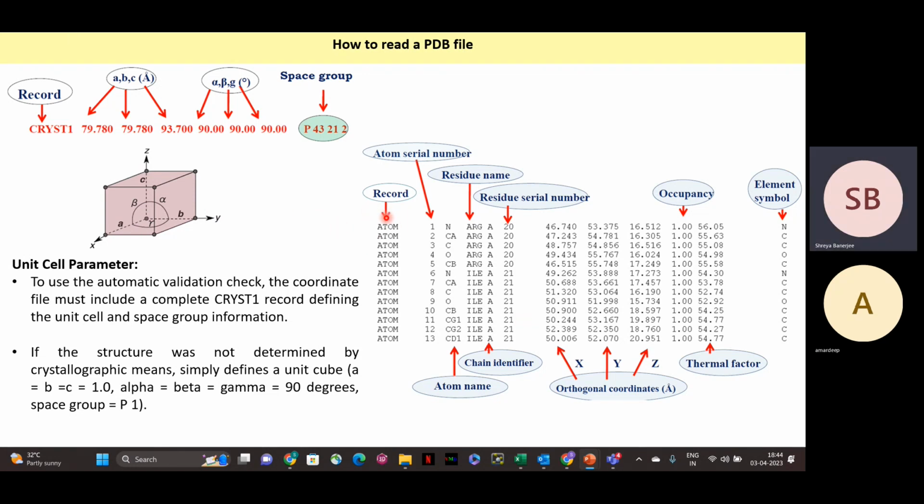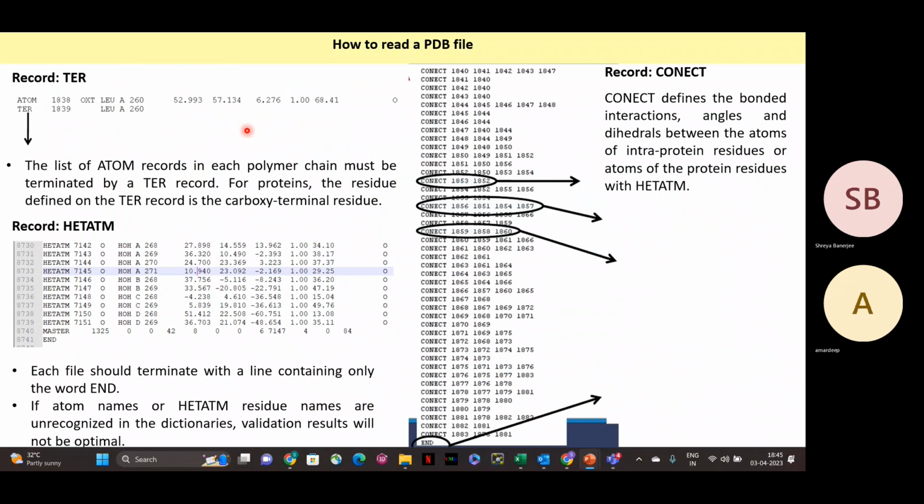Next, wherever ATOM is written, that will mention the atom number and the atom symbol, which is N for nitrogen. CA stands for C alpha, CB for C beta, then the residue to which the atom belongs, the chain, and the residue number are also mentioned. Then the X, Y, Z coordinates are given, and the occupancy is given. So an occupancy of 1 means the position of that atom is fixed at that position. If the occupancy was 0.5, that means the atom is existing in that position for only 50% of the time. Then the thermal factor is given, and finally the element symbol. So all this data you can find from the PDB file.